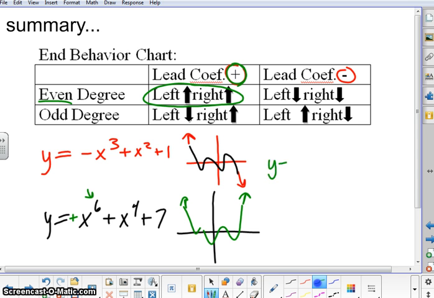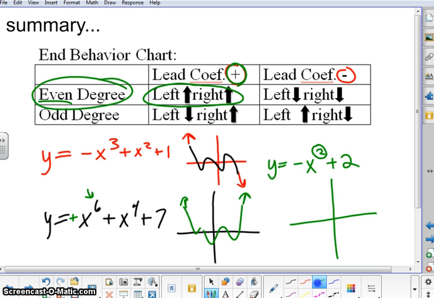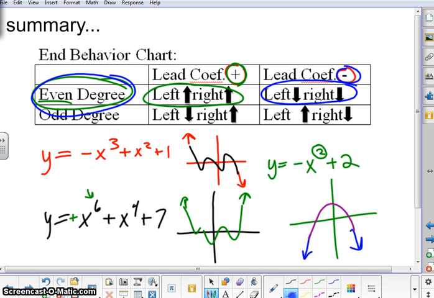And then I'll just do one more. y equals, let's go with negative x squared plus 2. Okay, it is an even degree. So we're in this category again. And then we also have a negative in front. So you have to go to this side. So the blue one would be left is going to go down and the right is going to go down. And because it's a quadratic, all the stuff you fill in would be something like that.